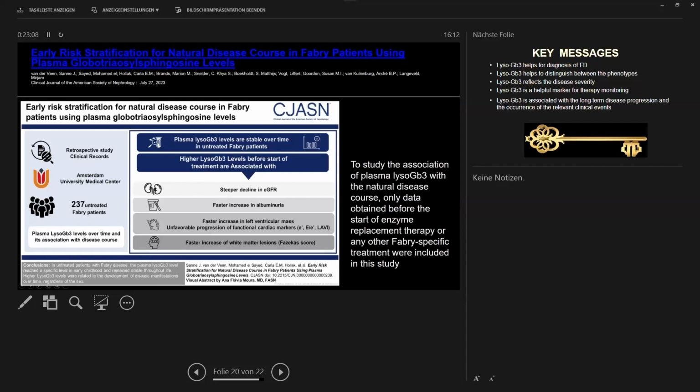And they also found that the steep decline in the kidney function is associated with higher levels of Lyso-GB3 before treatment, as well as the heart mass increases faster in patients with higher Lyso-GB3 values, and also a faster increase of specific white matter lesions, which are specific changes in the brain seen on the MRI.